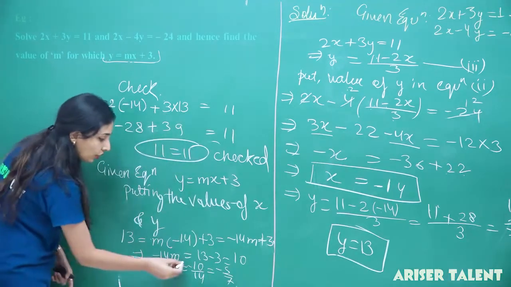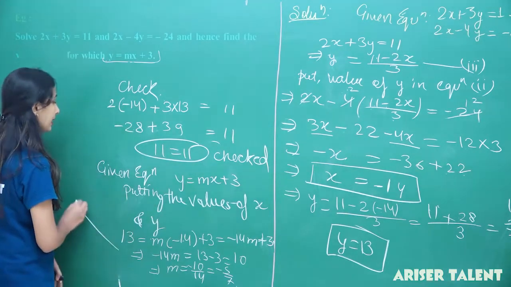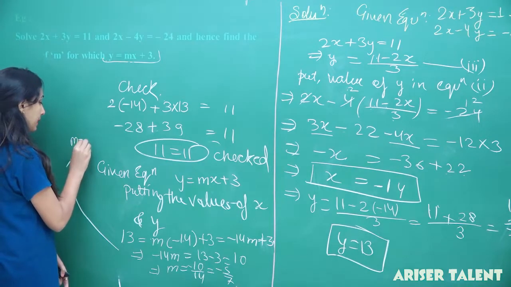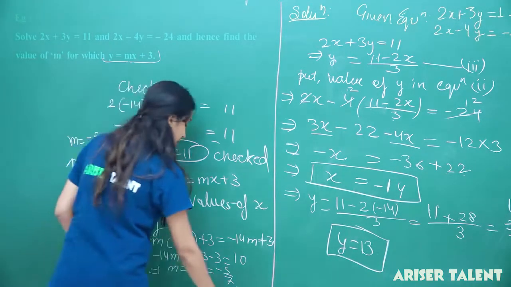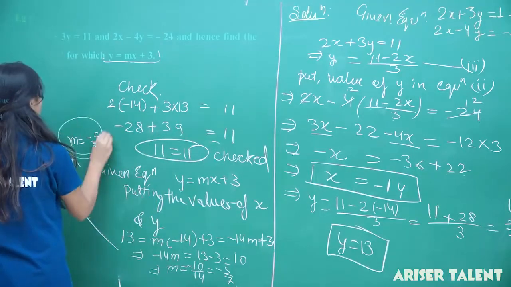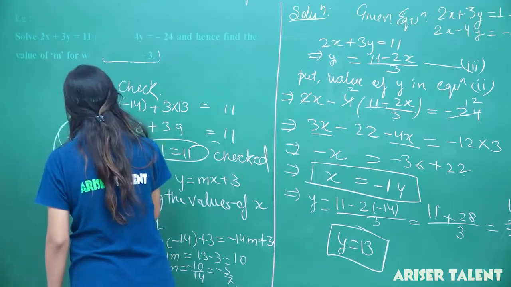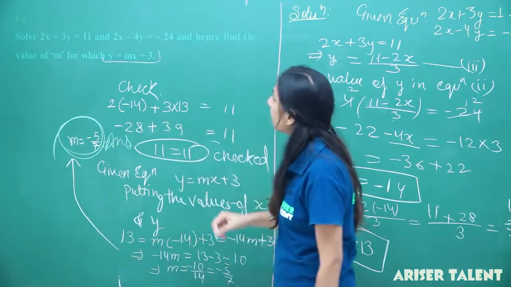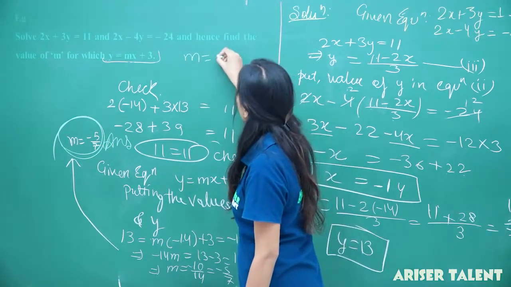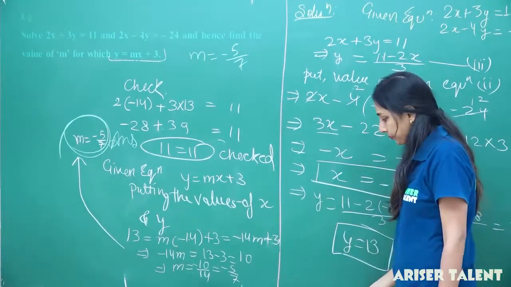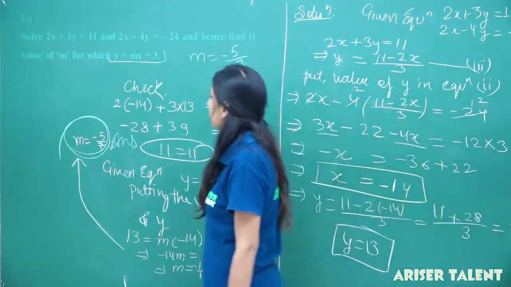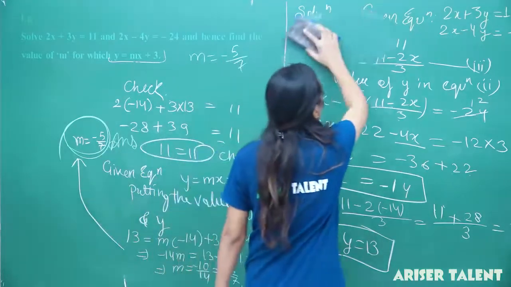So the value of m is what? Here I can have the value of m equals to minus 5 by 7. Here is the answer. Minus 5 by 7 is the answer here. Okay, students, should I rub this?